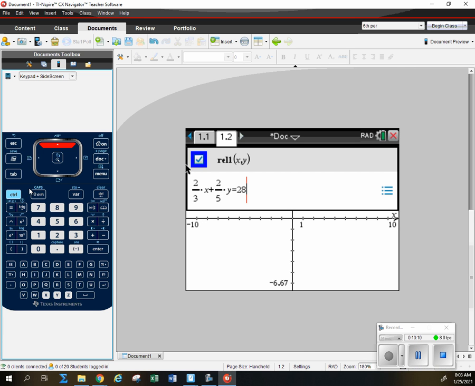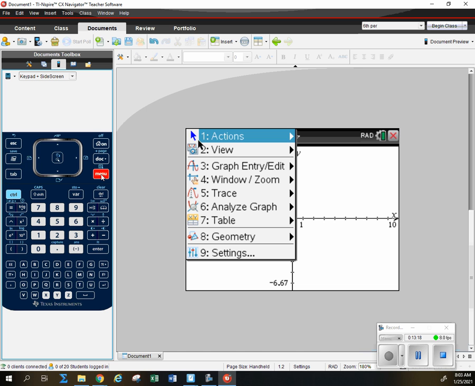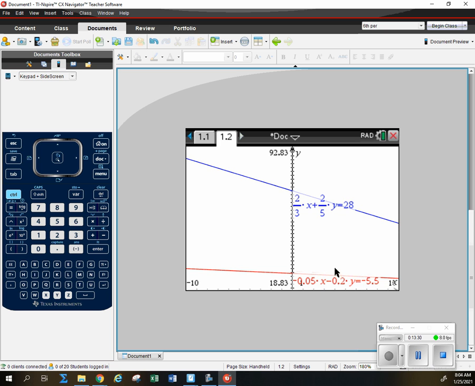Okay, now since I can't actually see that, I need to change the dimensions on my graph. So I'm going to do menu. And I want window zoom. I think I'm zoomed in too close to see it. I'm going to start with zoom fit and see what happens. Now I can see the lines.